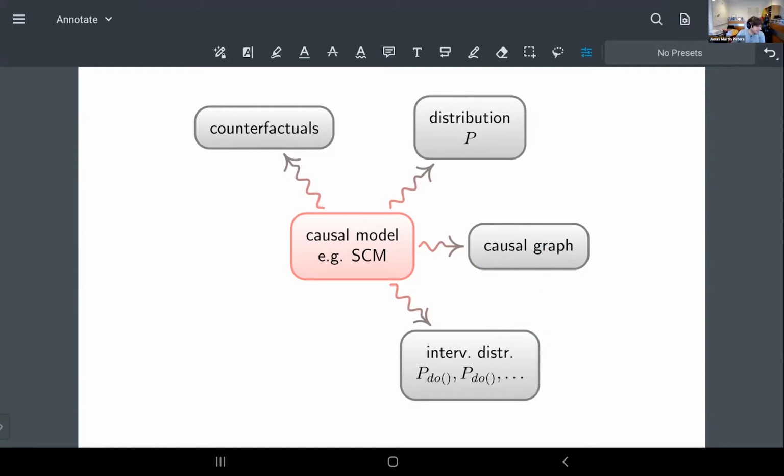Now, thanks a lot for all these questions. Maybe I'll look through them after we talk a bit about this causal model, because this is really at the basis of everything.